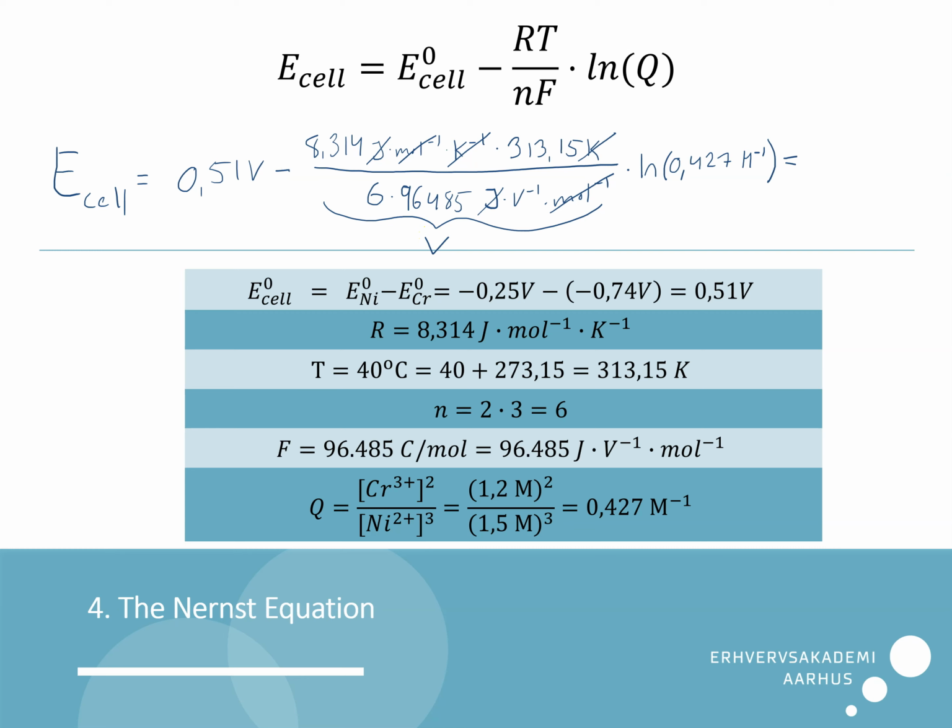And over here we have the standard potential in volt, so volt minus volt still becomes volt. So when calculating all of this, we get 0.5138 volt. And this is not far from the standard potential, but it's clear that the more the reaction conditions differ from the standard, the larger this difference will be.